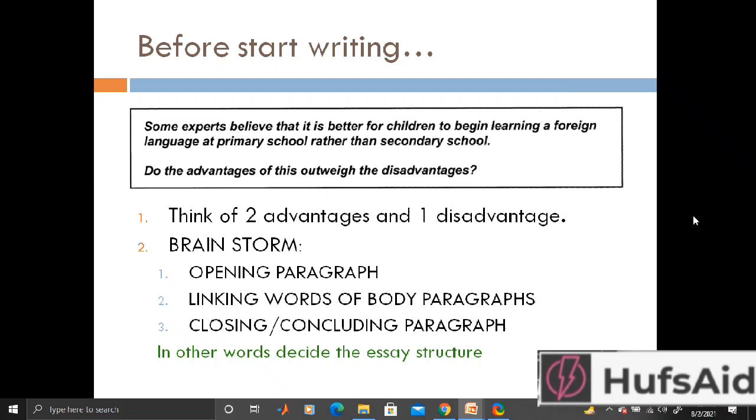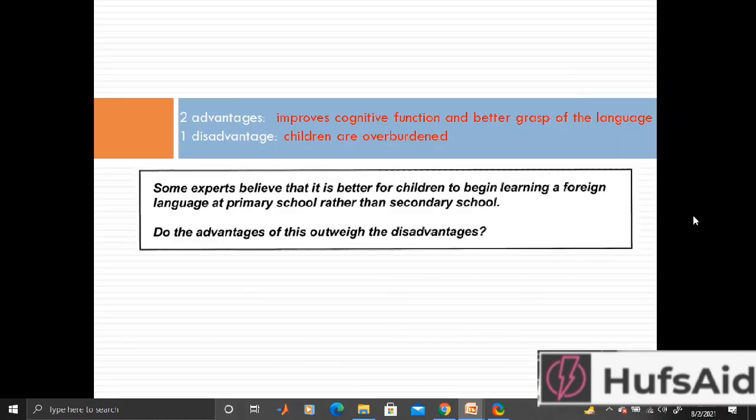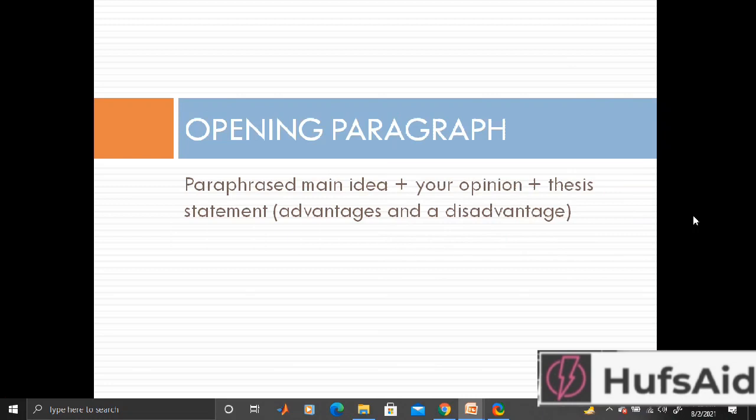Now, looking at the question, 2 advantages that I have come up with are that it improves the cognitive function of the brain, and it will give a better grasp of the language. And the disadvantage that I could think of is children are overburdened. So let's write the opening paragraph or brainstorm the opening paragraph. In this case, the opening paragraph will be paraphrased main idea, your opinion, and then the thesis statement. Thesis statement, that is, what are the ideas that you are going to discuss. So I'll be having 2 advantages and a disadvantage in the thesis statement.